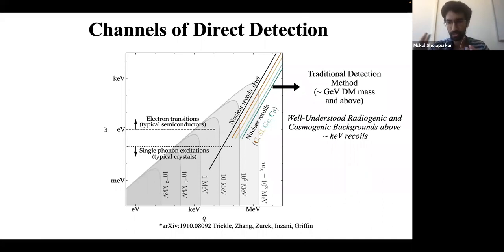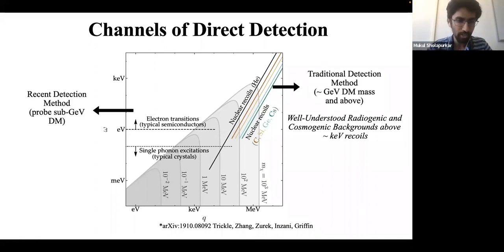There are well understood radiogenic and cosmogenic backgrounds above keV scale nuclear recoil energies, which is the typical recoil scale for these masses. There are many giant detectors that have been built using noble liquids. They have their background models, they're very clean, and they have tremendous sensitivity. That is a very nice picture above the GeV scale. But as we go to sub-GeV dark matter, this particular channel of direct detection starts failing kinematically because the signal energy becomes too low to detect with current detectors.